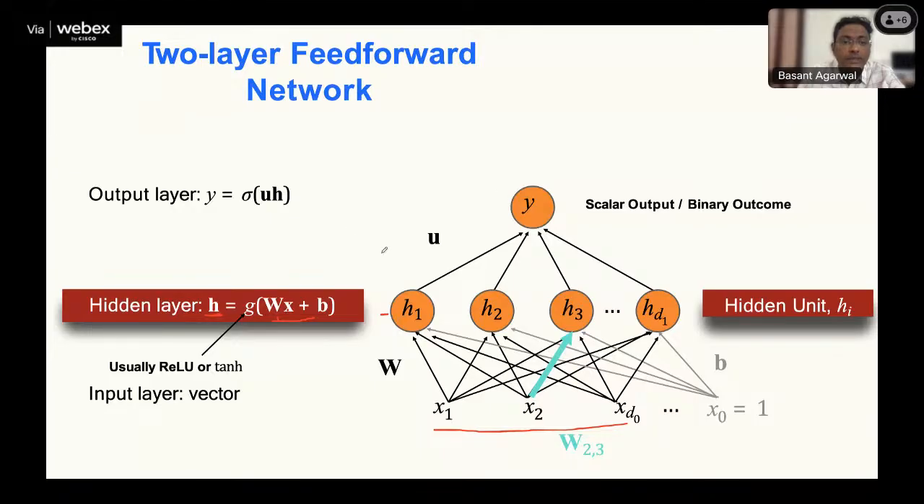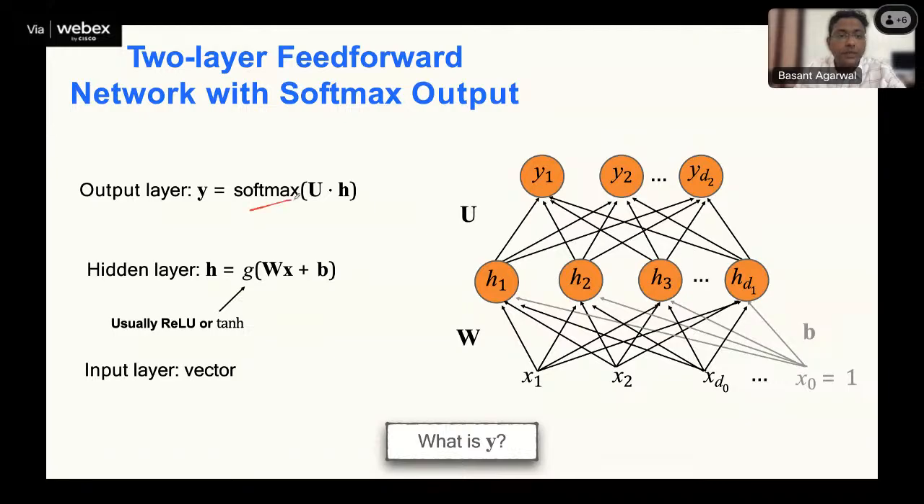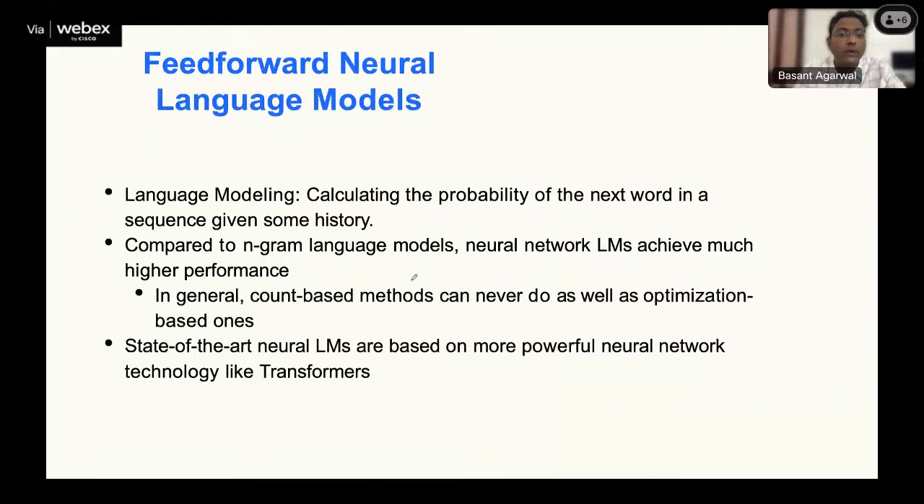And y is similarly basically U dot h, or U multiply h. Because this is predicting a binary outcome, I have taken sigmoid. If it were predicting multiple classes, we should have used the softmax function in the output layer. I'm sure this equation is clear to everyone, because we will use this way of representing the neural network in the recurrent neural network.